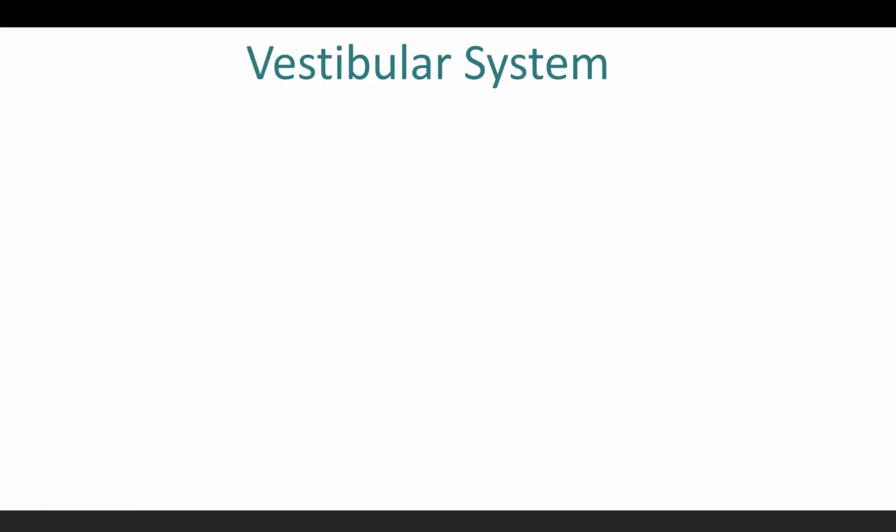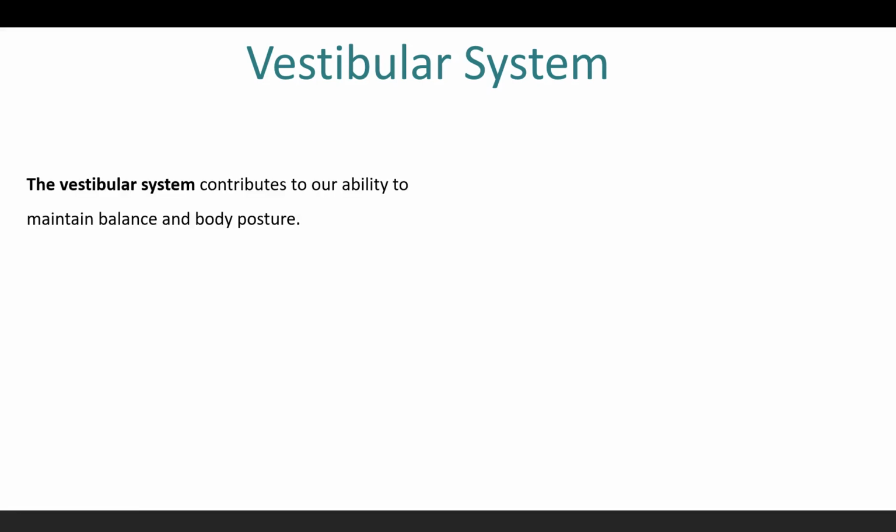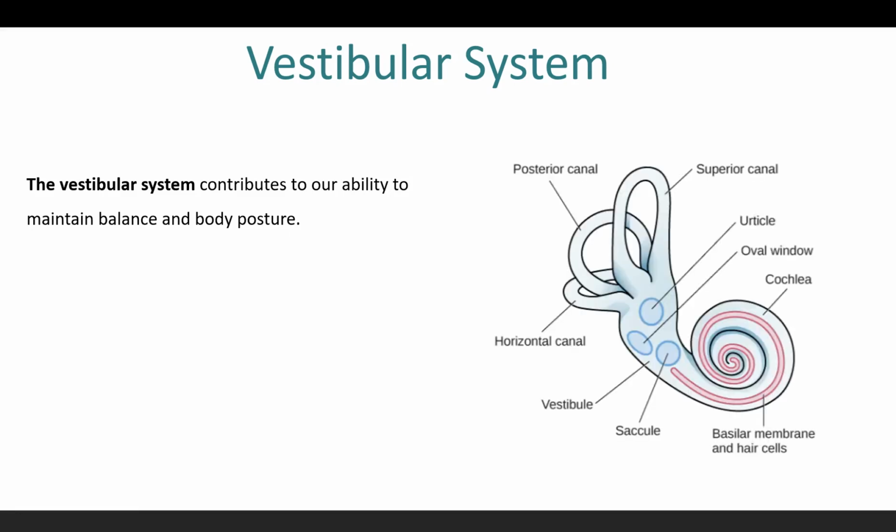Next we'll talk about the vestibular system. This system controls our ability to maintain balance and body posture. It is located next to the cochlea in the inner ear, and the vestibular organs are fluid-filled and have hair cells, similar to the ones found in the auditory system. They respond to movement of the head and the force of gravity. When these hair cells are stimulated, they send signals to the brain by the vestibular nerve.